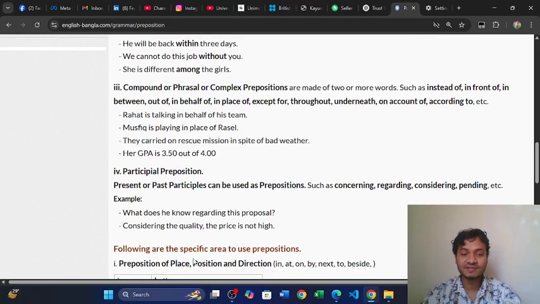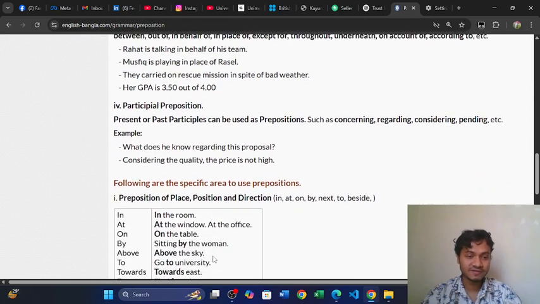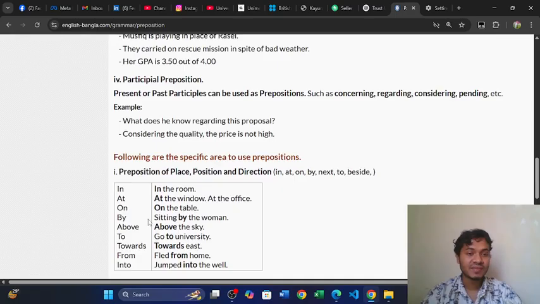Okay, and the following are the specific areas to use prepositions. In which category or area do you apply prepositions? Here we see a box, and we clearly see prepositions of place, position and direction: in, at, on, by, next to, beside. In the room, "in" means something on the inside. I am just expressing some of the word meanings, but if you want all the preposition meanings, I will explain one by one. At the window, at the office, it indicates places, the site of the place.